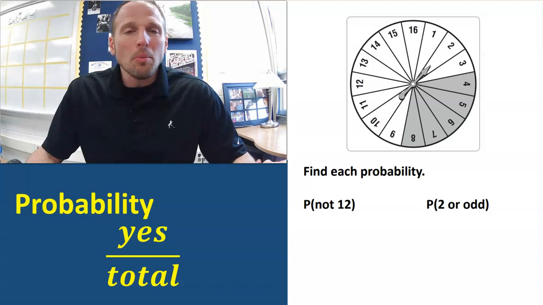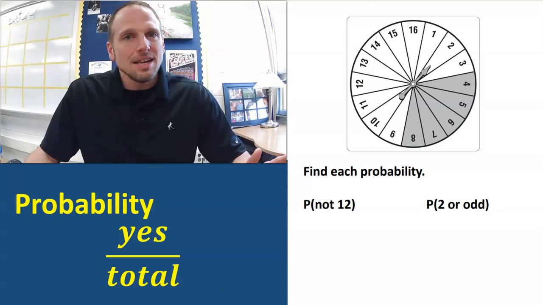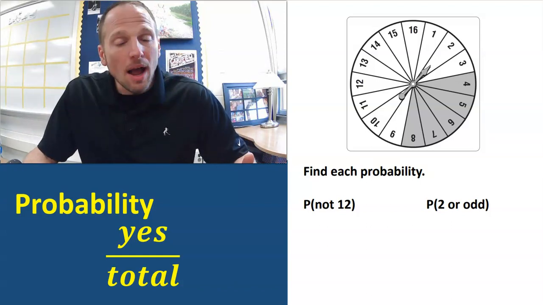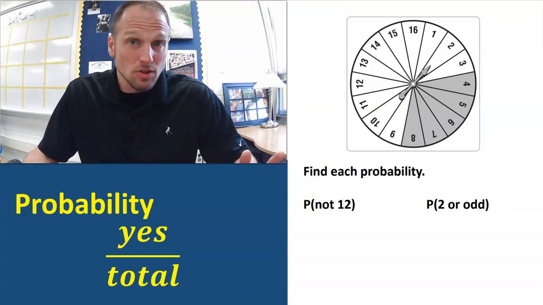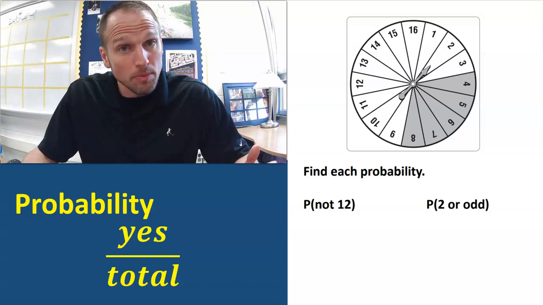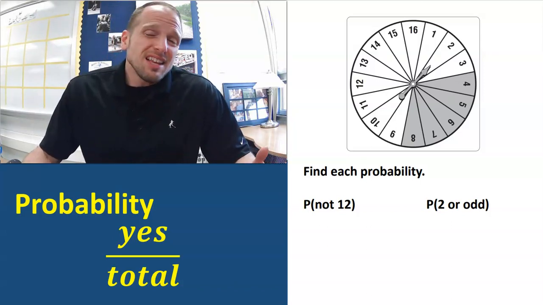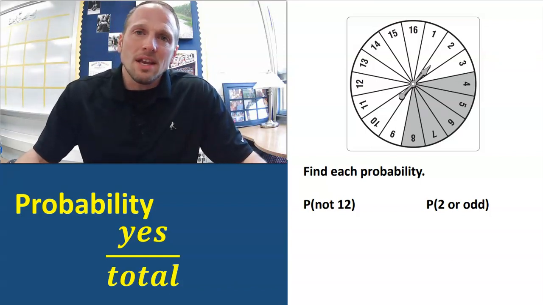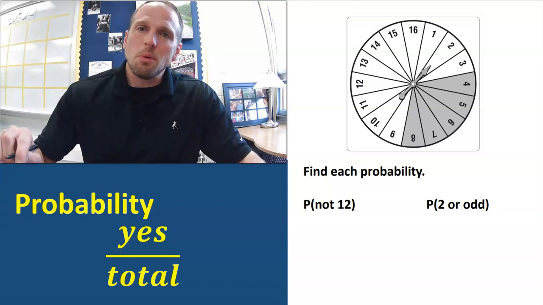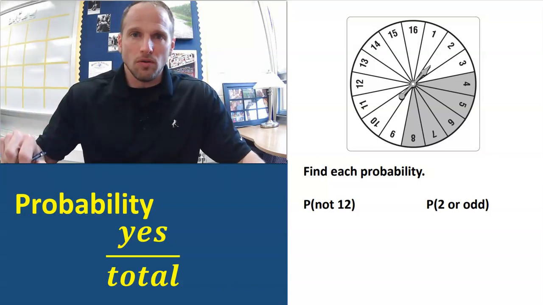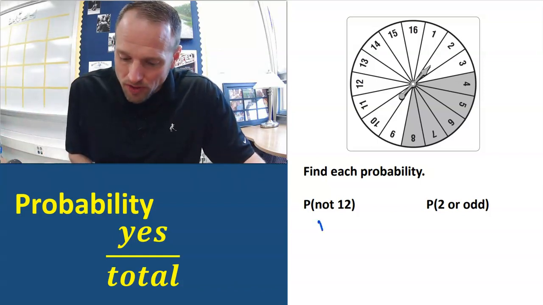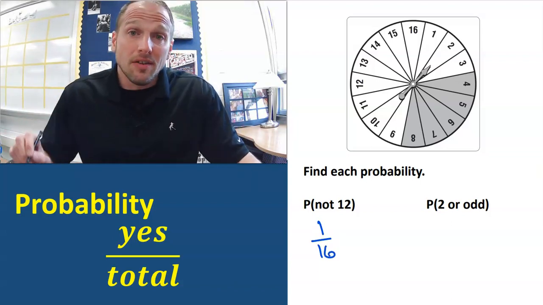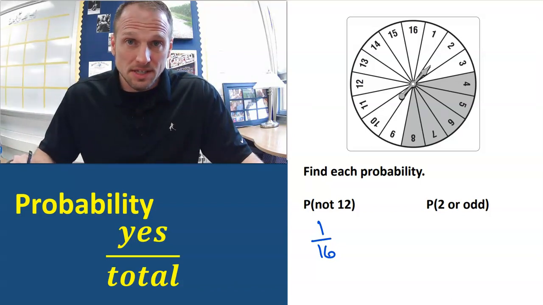First of all, what is the probability of not getting a 12? Well, two different ways we could tackle this problem. We could say how many numbers on there are not 12, and we could count those up. Or, and in this case, it wouldn't be too hard to do that, but let's think about it another way. First of all, let's figure out what is the probability of getting a 12, okay? Well, there's one 12 on there, and there's 16 total.